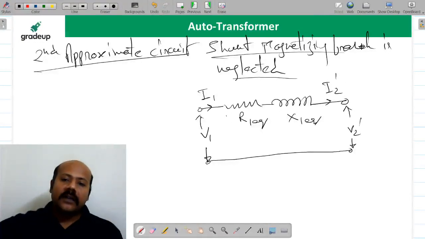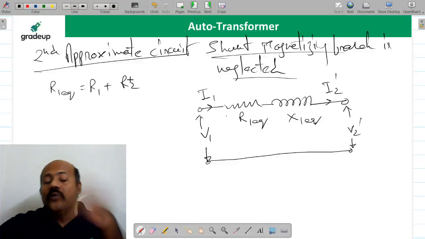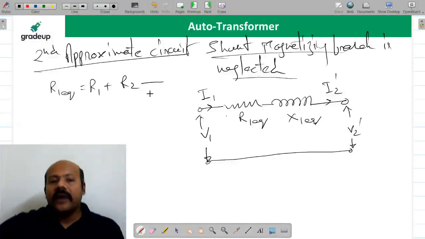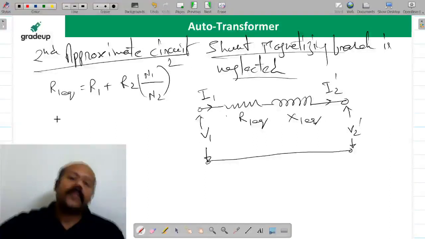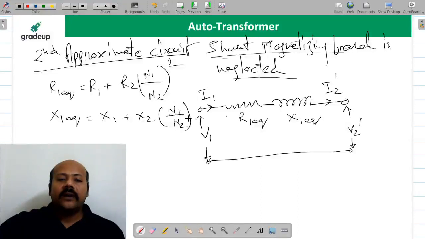You have neglected the magnetizing shunt branch, and you must be knowing what is this R1 equivalent and X1 equivalent. This R1 equivalent is nothing but R1 plus R2. Now whom have you shifted? R2. From where? Secondary to where? Primary. Take the square. X1 equivalent is going to be X1 plus X2. Whom have you shifted? X2. From where? N2. To where? N1. Take the square.